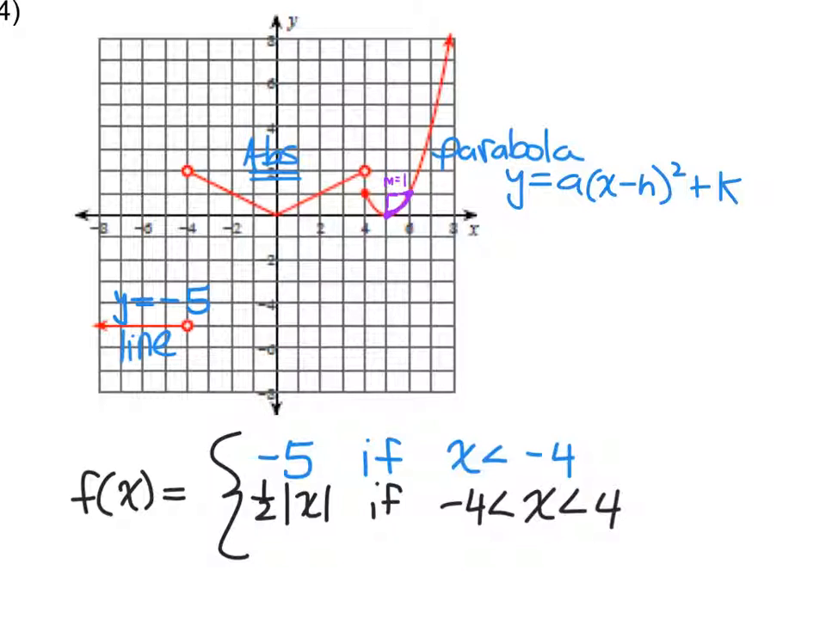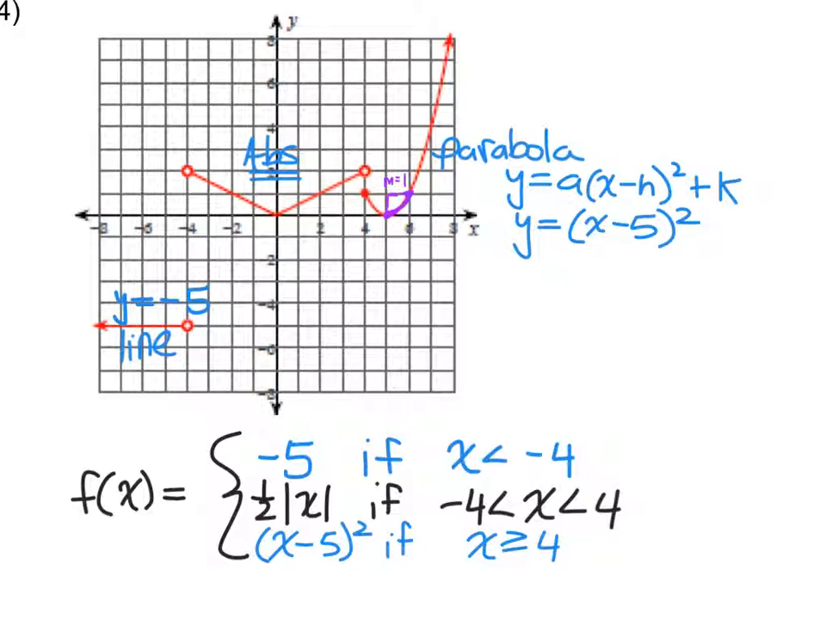This is the part where you speak. So the a value is 1, horizontal shift is 5, and no vertical shift. So what's my equation? Y equals x minus 5 squared, exactly. So that's the last piece. If what? Greater than or equal to 4. Because we have a solid point at 4, so we could actually get to that location, but then we'd go on from there.